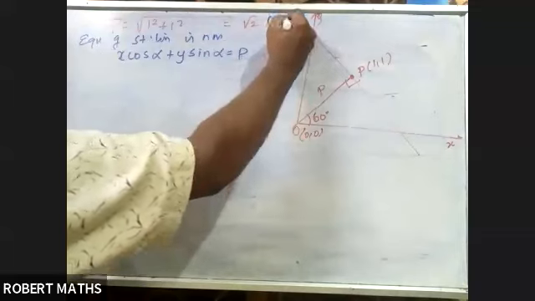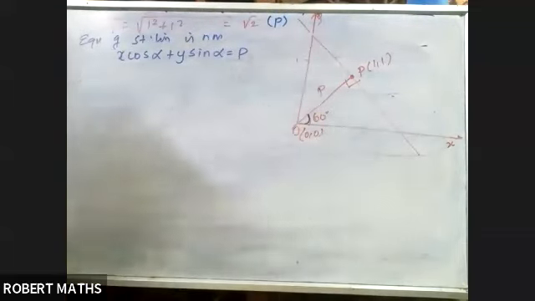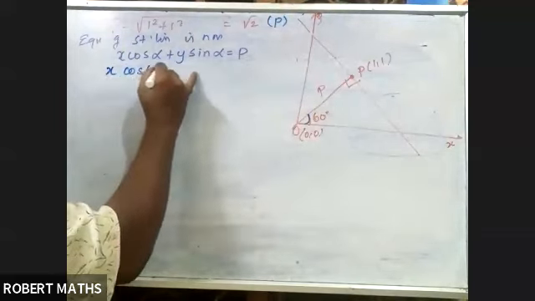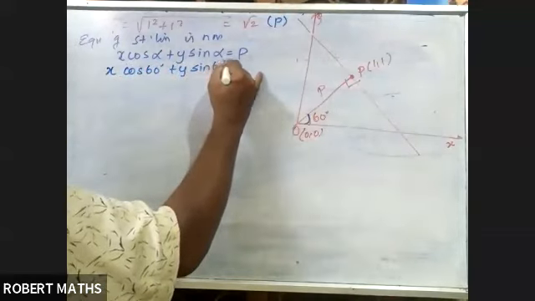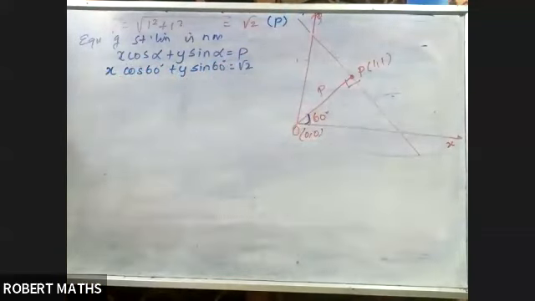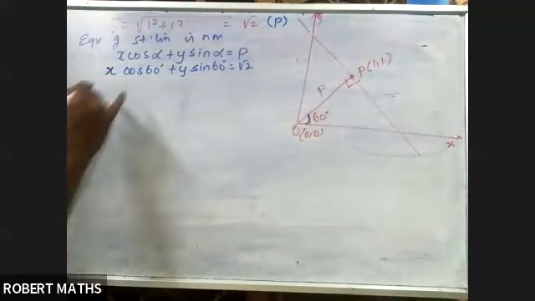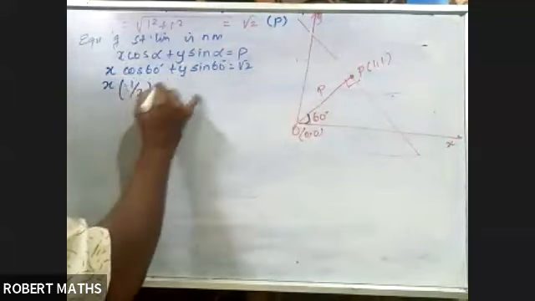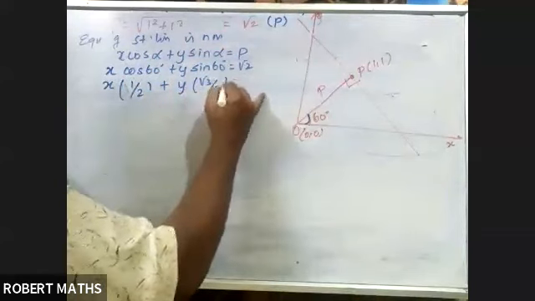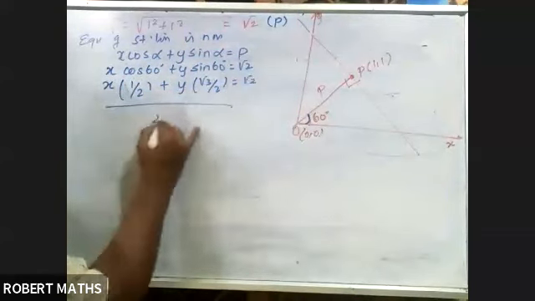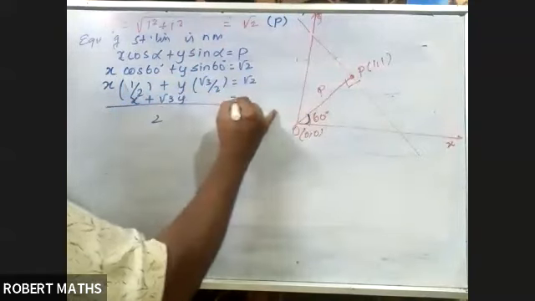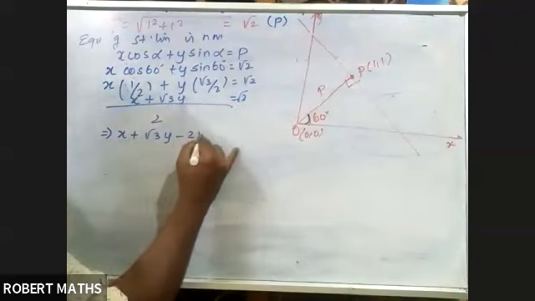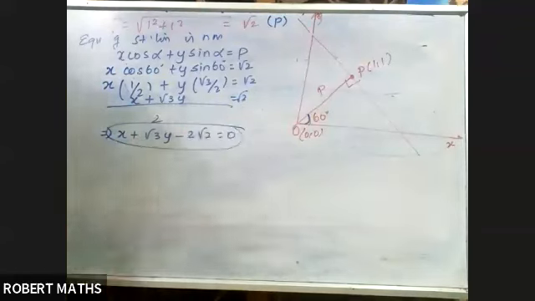What did we find for p? This is called p, and alpha is given as 60 degrees. Substitute: x into cos 60 degree, y into sin 60 degree, equals √2. What is cos 60 degree? 1/2. Very good. Sin 60 degree? √3/2. So let us take LCM 2. We'll get x plus √3y equals 2. Cross multiply: x plus √3y equals 2 into √2, 2√2. Bring this to this side, minus 2√2. This is the equation.